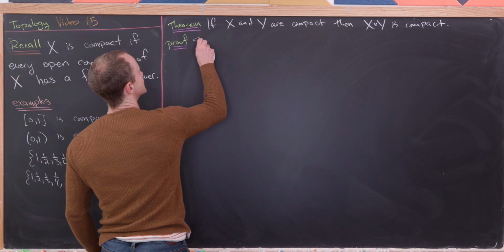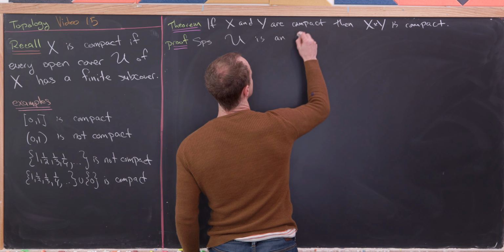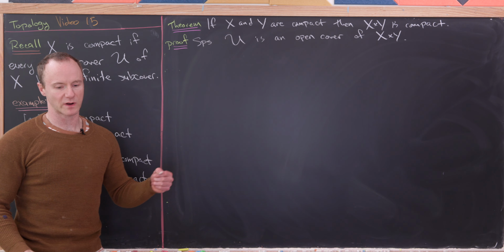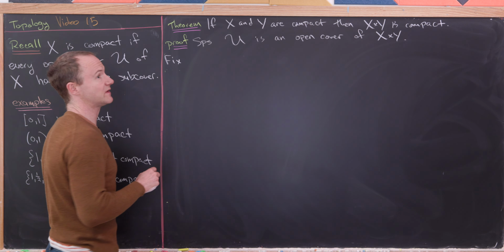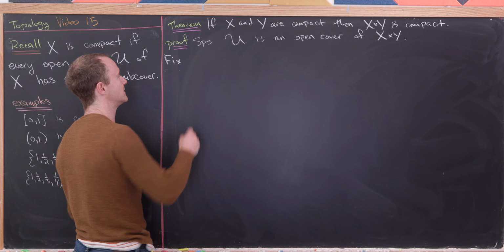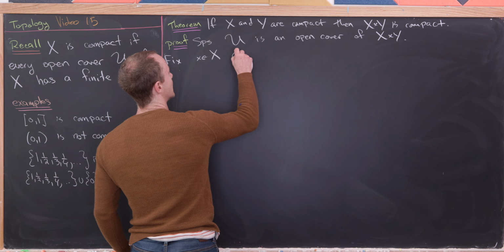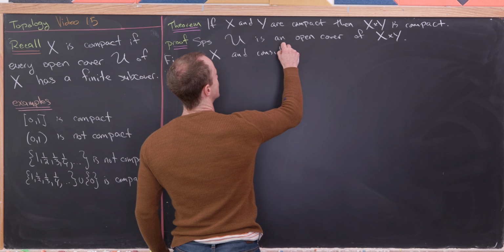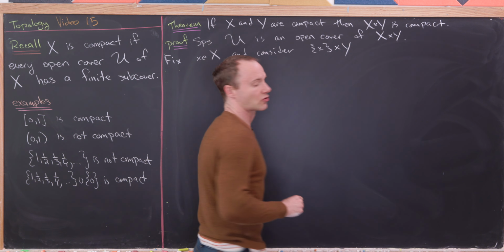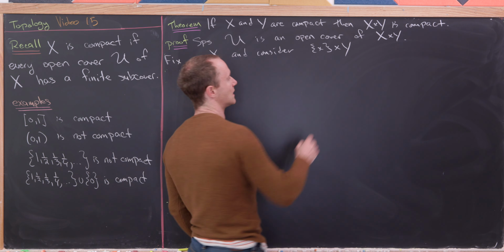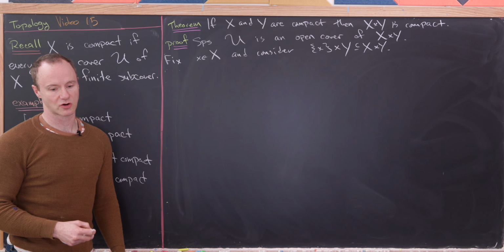Let's suppose that this script U is an open cover of X cross Y, and we clearly want to find a finite subcover. Now we're going to use that previous lemma, otherwise we wouldn't have proven it. So let's fix an x in capital X and consider that slice that we were looking at previously. That would be the singleton {x} cross Y. Just to point out, that is a subset of our product space X cross Y.